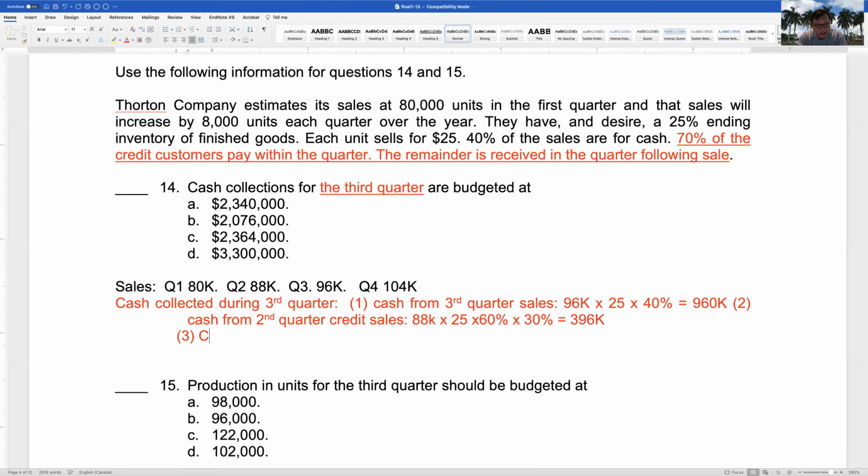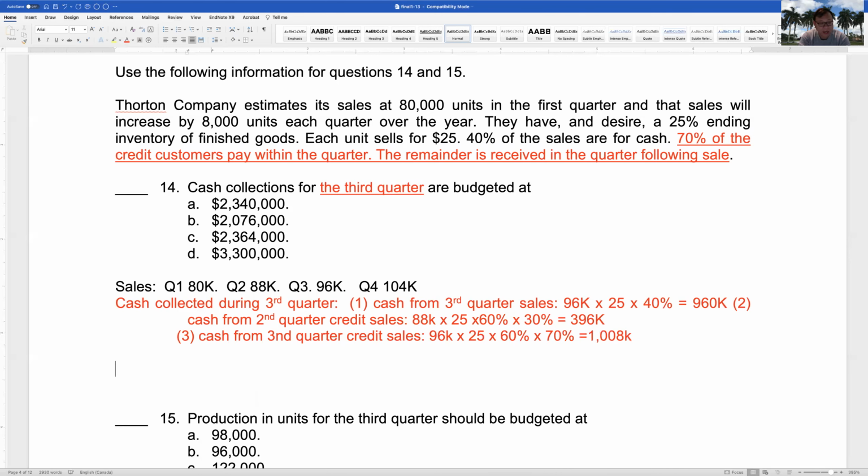And then I have a third component. That'll be cash from third quarter credit sales. So third quarter is 96K units, each one $25 in sales, and 60% of these are credit sales, and I'm able to collect 70% within that month. So 25 times, okay, 1,008K.